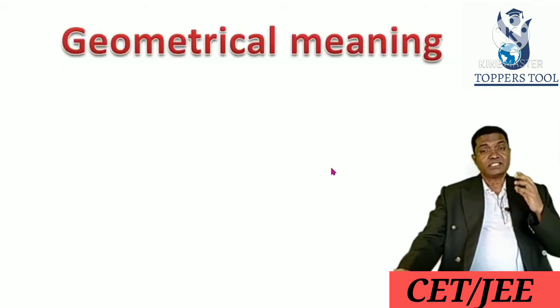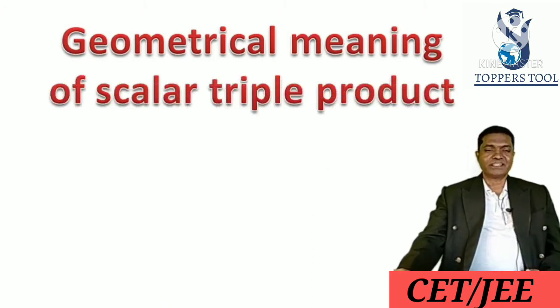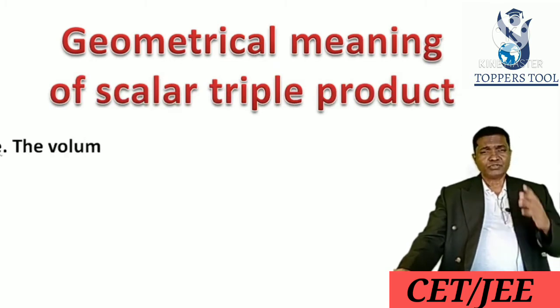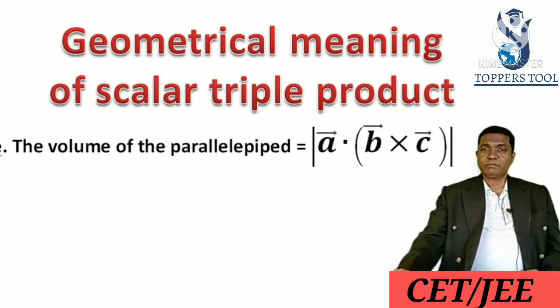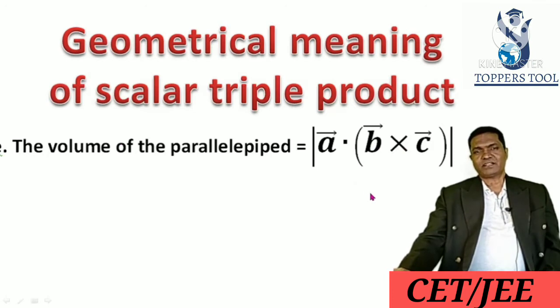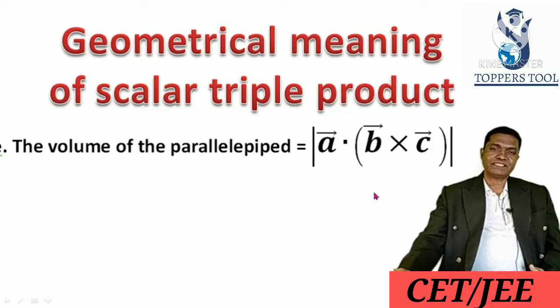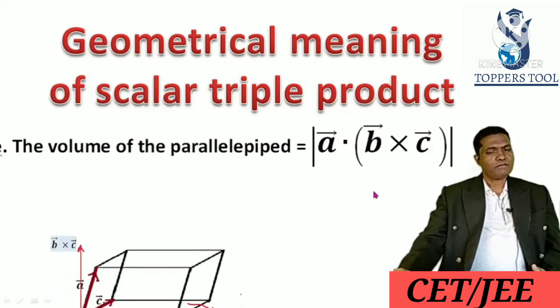It also has a geometrical application. So let's understand the geometrical meaning of the scalar triple product. The magnitude of the scalar triple product gives you the volume of the parallelepiped whose adjacent side vectors are vector A, vector B and vector C. This is one of the important applications. We will see how it represents the volume of a parallelepiped.